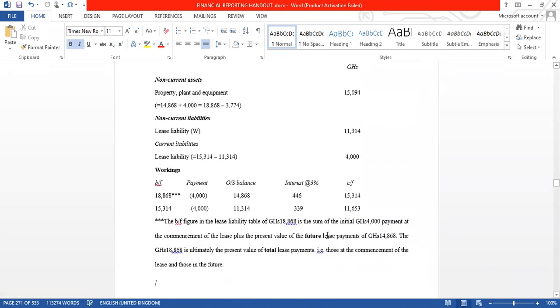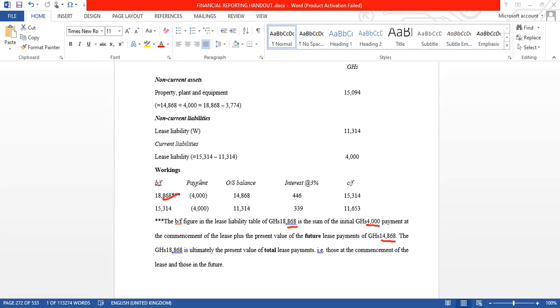If you go back here, you see the table being set up. So it is the 18,000. All right, be careful. The fact that the 4,000 was paid earlier doesn't mean it's not part of the liabilities. It is. Look at this note: the balance brought forward figure in the table is 18,000, which is the sum including the initial 4,000, which they paid at the commencement. So you have your balance brought forward in here.